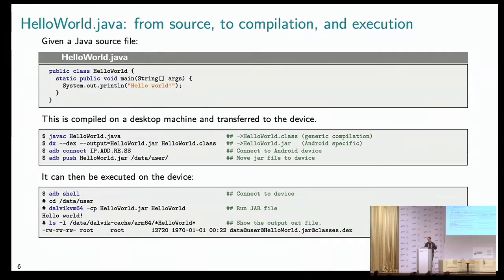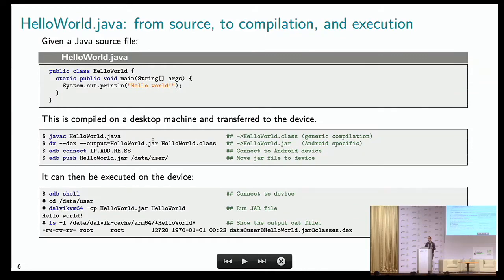This is done on your host machine. At this point, however, you need to convert this Java bytecode into something that Android can understand. For this, you use the DX tool, which is an Android-specific tool provided by the Android SDK, which takes the Java bytecode and spits out the Dalvik bytecode, which is another sort of bytecode. And here we name this file helloworld.jar.